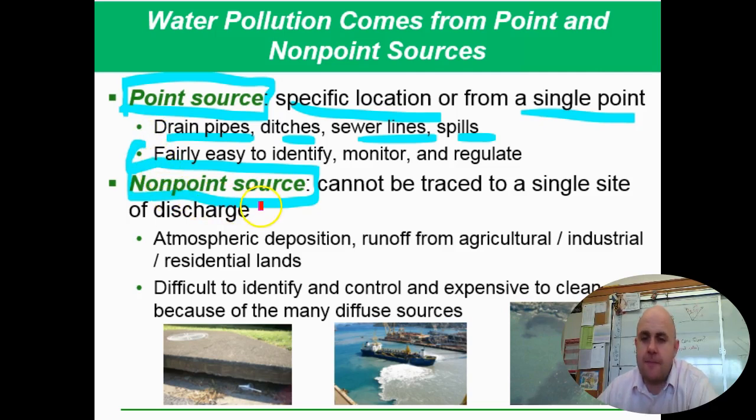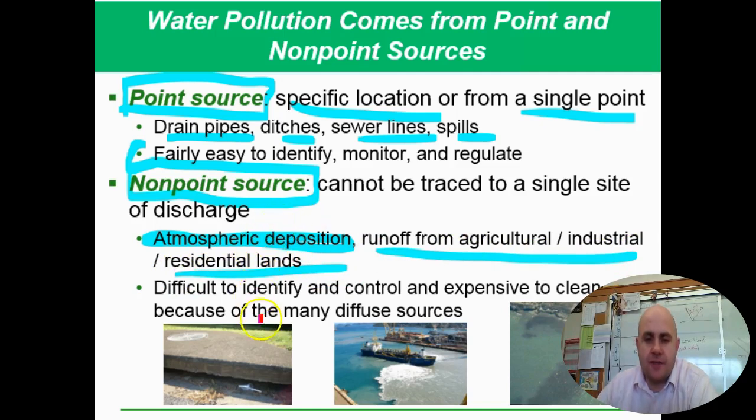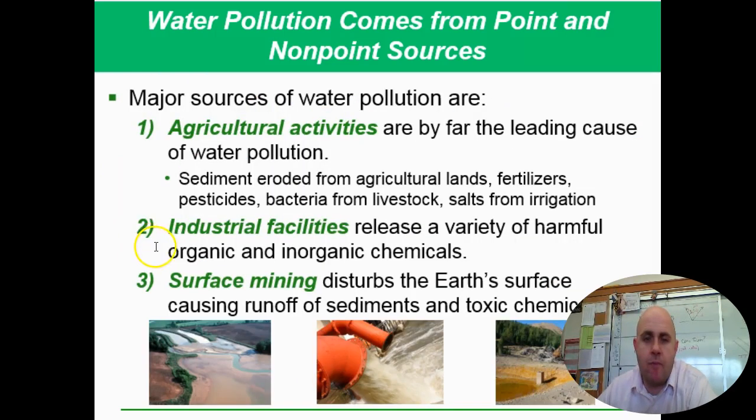Non-point source, on the other hand, can't be traced to a single source or location. So they can come from lots of different places, like atmospheric deposition, which means when it rains, the pollution falls. Runoff from agriculture and industry or residential lands. It's coming from all different places. It comes into the sewer drains. When it's doing that kind of stuff, it's really hard to monitor. It's hard to see how much it is affecting things, all the issues that come along with it. So non-point is scary, and we probably have quite a bit more pollution through non-point than we do through point.